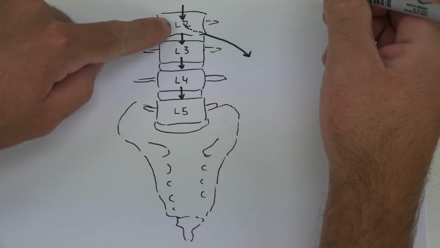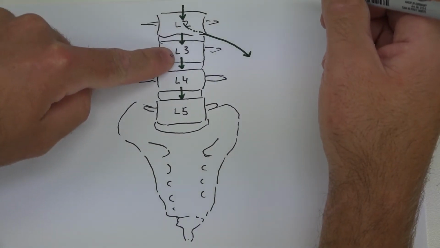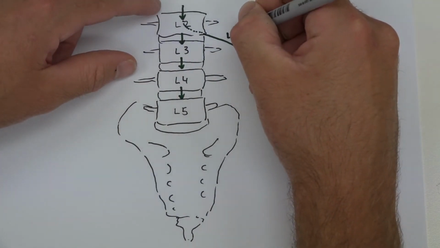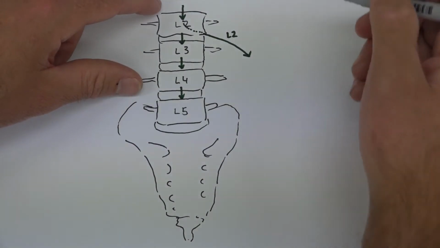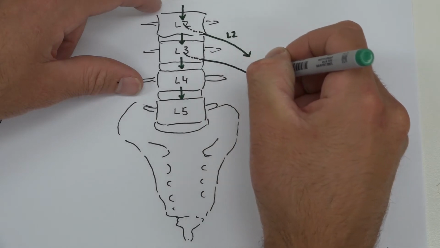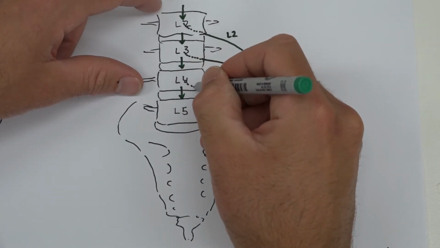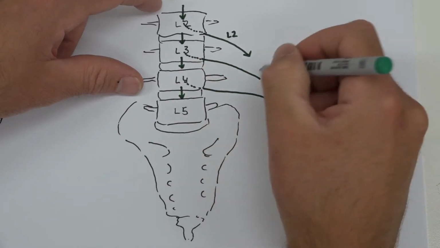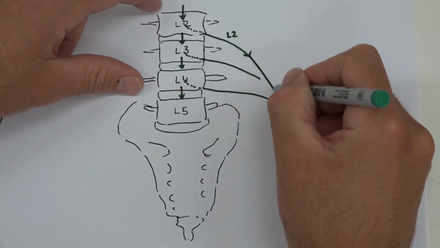The one coming out here between L2 and L3 is our L2 spinal nerve. Now if we want to make our femoral nerve, we then have a branch coming like this, and a branch coming like this, and all of them are going to come together.